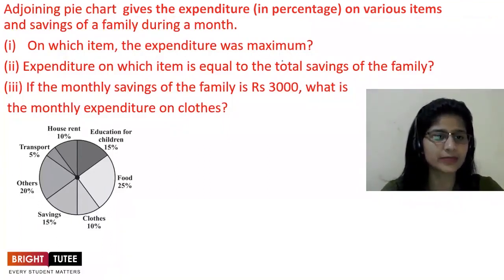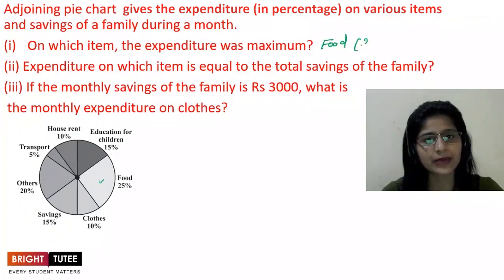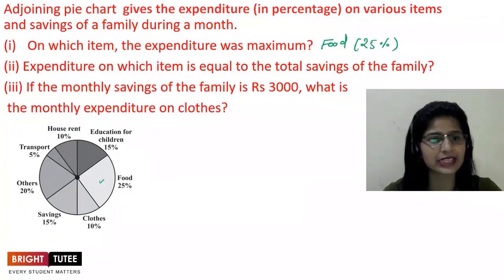The first part is saying on which item the expenditure was maximum, right? So the maximum expenditure, what is the maximum percentage that we can see? It is 25%, right? So which item? Food. Food is the item and the percentage is 25%, that is highest of all of these, right? So the item on which the expenditure is maximum is food.